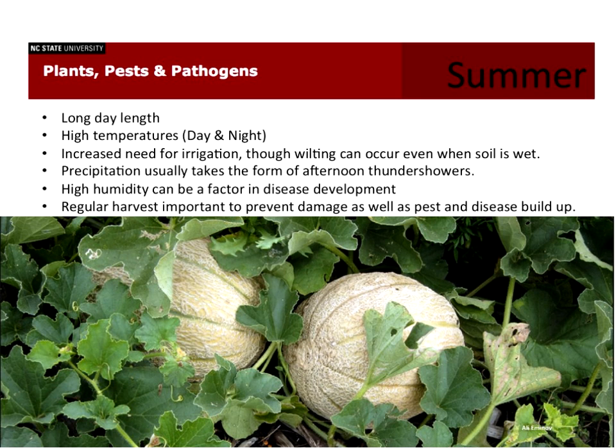Sometimes even when the soil is moist, the plant can't take up the moisture fast enough to keep the leaves turgid. So that's not a perfect indicator. You want to check the soil. Precipitation usually comes in the form of afternoon thunder showers, although lately they've been middle of the night thunder showers. And we have high humidity, and that can be a problem with disease development, creating ideal conditions for diseases.